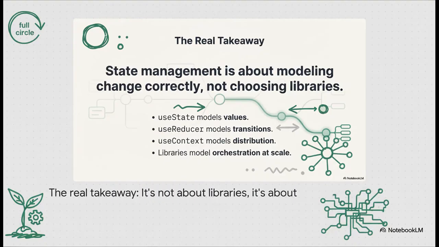So, we've come full circle, right back to where we started. The real takeaway here isn't about the libraries. It's about correctly modeling the kind of change you're dealing with. Use state models simple values. Use reducer models complex transitions. Use context models the distribution of data. And those big libraries like Redux, they model the orchestration of that state at a massive scale.